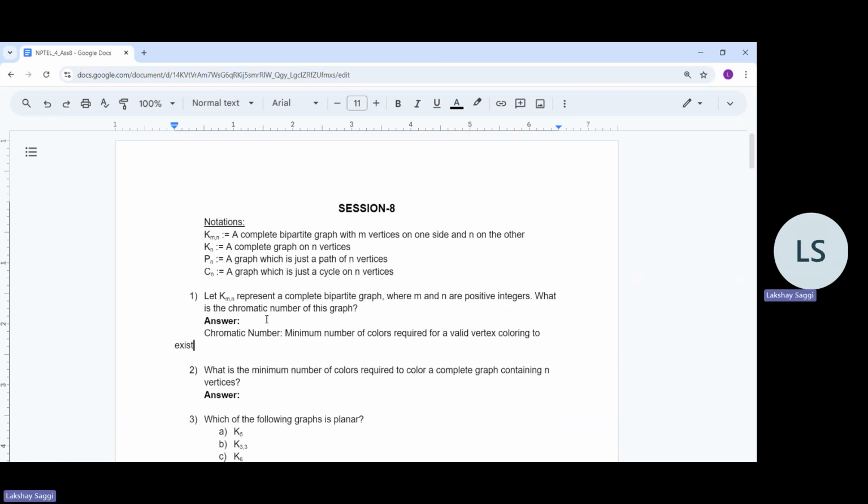And what do we mean by vertex coloring? We just mean that a vertex coloring is a valid vertex coloring if every vertex can be assigned a color such that no edge in the graph, the two endpoints of each edge of the graph, have the same color. So each edge of the graph has two vertices as the endpoints. So if both the endpoints are different colors for all the edges, then that is what we call a valid vertex coloring. And chromatic number is just the minimum number of colors required for a valid coloring to exist.